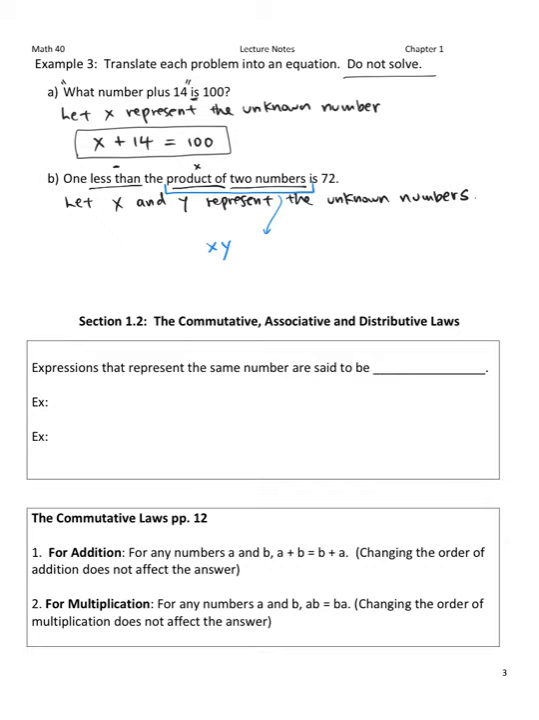And 1 less than the product. Remember, when you have than in a subtraction phrase, what follows it comes first. So it's going to be xy minus 1, not 1 minus xy. xy minus 1, all right? And then is equals, and then 72. There you go. So this is the answer.